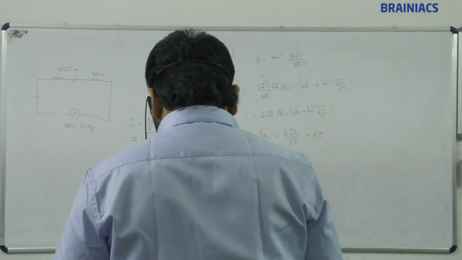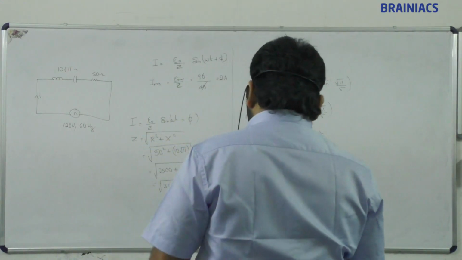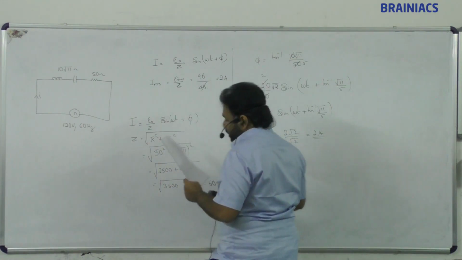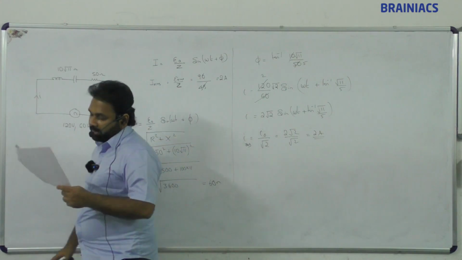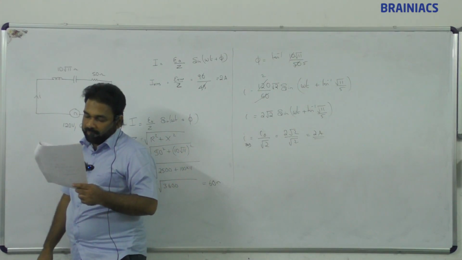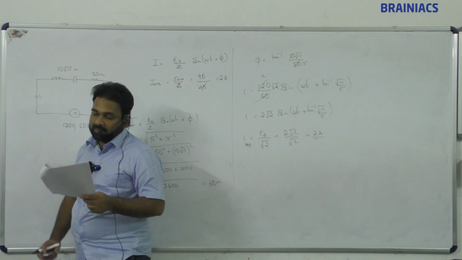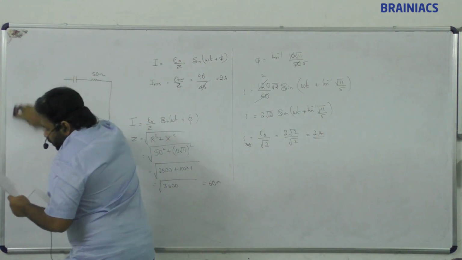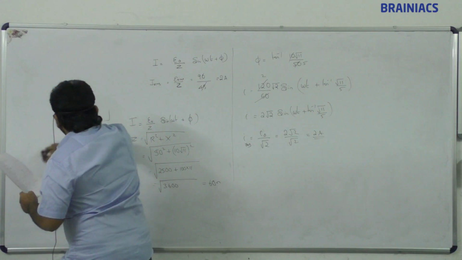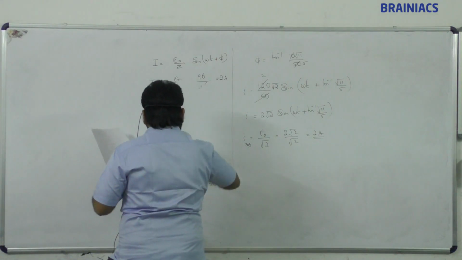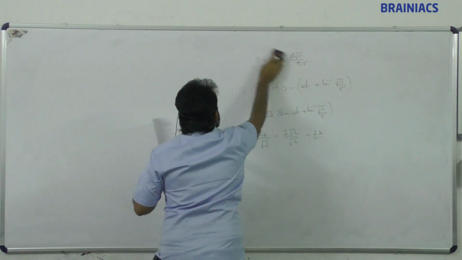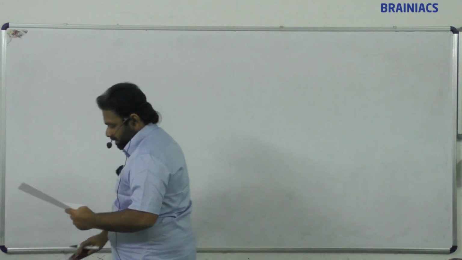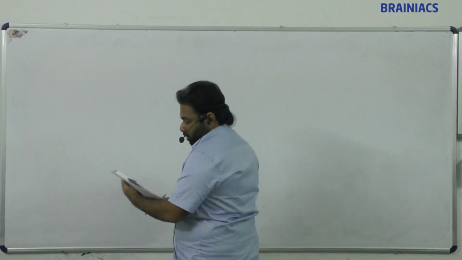Question number 11. A resistor of 12 ohm, a capacitor of reactance 14 ohm, and a pure inductor of inductive reactance XL equal to 30 ohm are joined in series and placed across a 200 volt 50 hertz AC supply. What is the current and the phase angle between current and voltage?